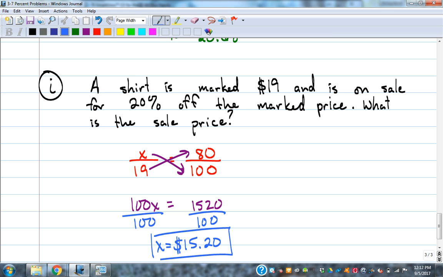Now, if I'm in the store, I don't usually pull out my calculator and do the actual numbers. I look at it and say, okay, 20%. Well, what's 10% of $19? 10% would be, move the decimal one place, $1.90. Okay? And then 20% is how many 10%s? 2. So $1.90 twice.